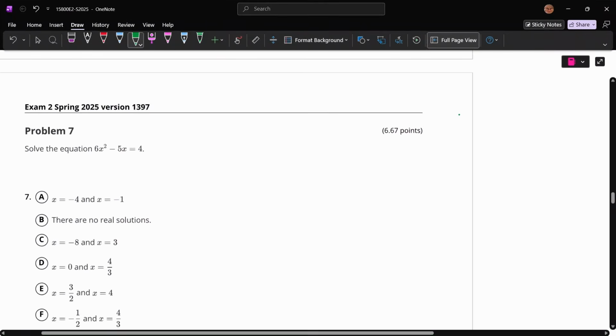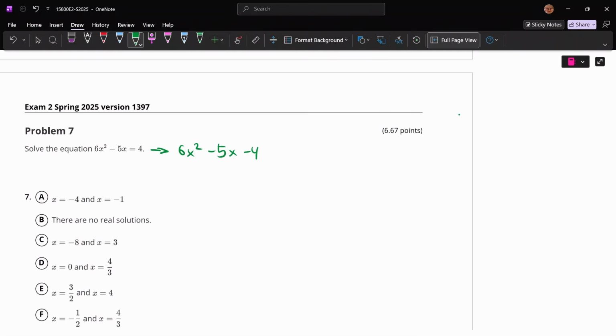Hold on, let me also full screen this. So this can be rewritten as 6x squared minus 5x minus 4 is equal to 0 by just simply moving this 4 to this side. And so now you can more clearly see that we have an ax squared plus bx plus c kind of thing here, where a is 6, b is negative 5, and c is negative 4.